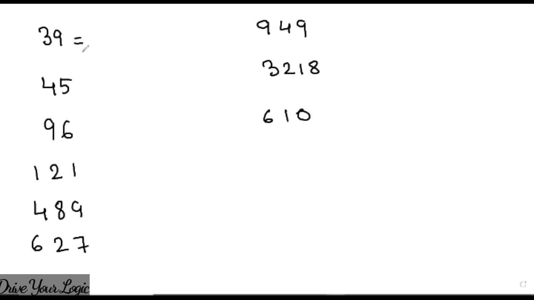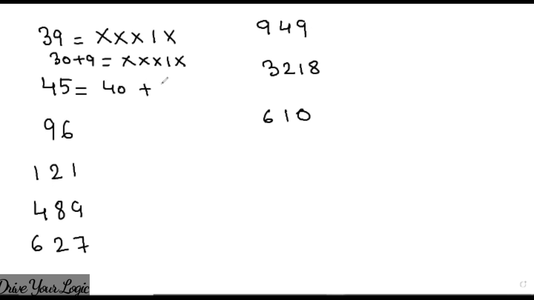So let's start. What will you do? 39, if you remember, XXXIX, fine. If you don't remember, you can break it: 30 plus 9. So 30 means XXX, 9 means IX. So 39. 45, how to write? So 40 plus 5. So 40 is how much? XL. We have learned it, XL. And 5 is V. Clear? 96, how to write?